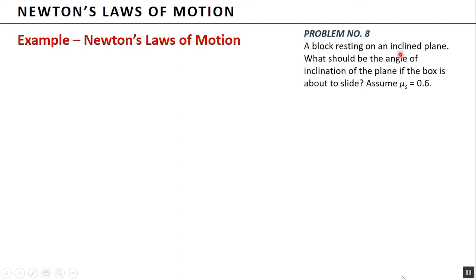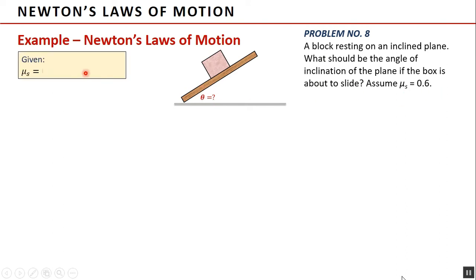Problem number 8. A block is resting on an inclined plane. What should be the angle of inclination of the plane if the box is about to slide? Assume a coefficient of static friction of 0.6. Take note we have only one given information, the coefficient of static friction, 0.6. And we are asked to solve for the angle at which the box is just about to slide down the plane. In other words, we are going to determine the maximum or critical angle at which the box does not slide down the plane.